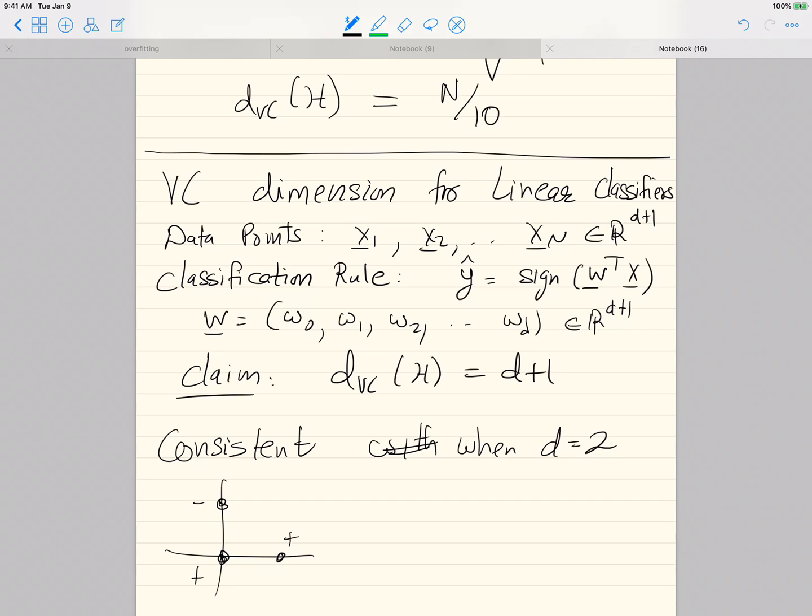Any other thoughts? In d-dimensional linear classification, your decision boundary is a d-dimensional hyperplane, and you need d points to define that hyperplane. Right? So if you have d plus 1 points, that's the maximum you can have, because d of those will be defined by the hyperplane, and the other one will be the one that's separated.